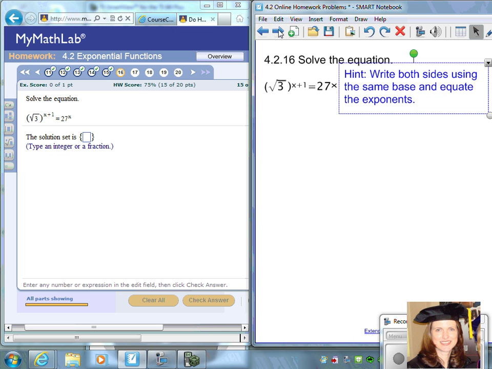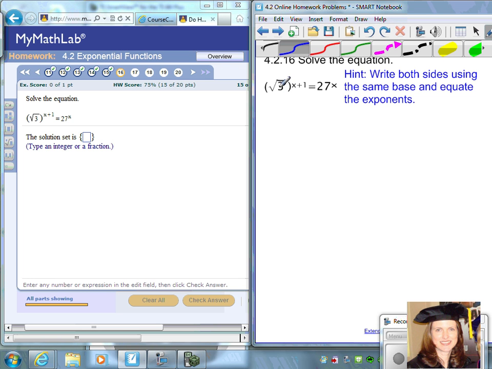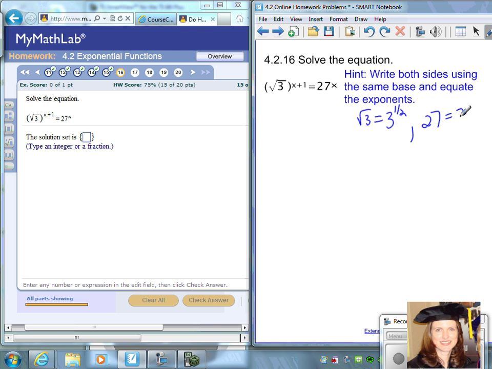Okay, for question number 16, same hint: write both sides using the same base and equate the exponents. Now, the base on the left side is the square root of 3, so think of a base of 3. And on the right side, the base is 27. Think about writing both of these with a base of 3. In fact, the square root of 3 is the same thing as 3 to the 1/2 power, and 27 is the same thing as 3 to the third power. So it is possible to write both of these with a common base.